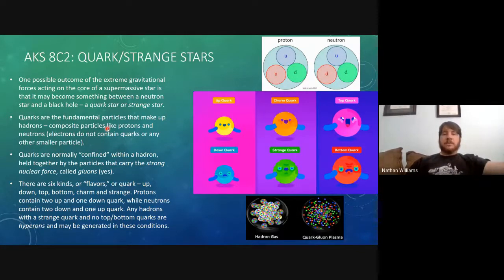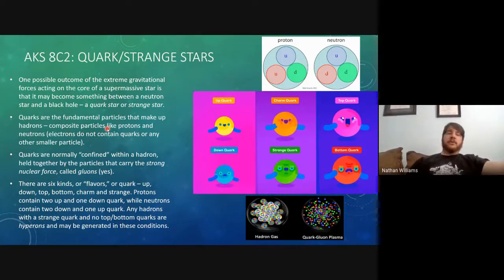Quarks in any sort of normal material are never going to be found alone. They're always what we call confined within a hadron, either with 2 other buddy quarks, maybe just 1 other buddy quark. So usually in 3s or 2s, although there are some exceptions to that. And what keeps them confined together is the strong nuclear force. We've talked about that before.